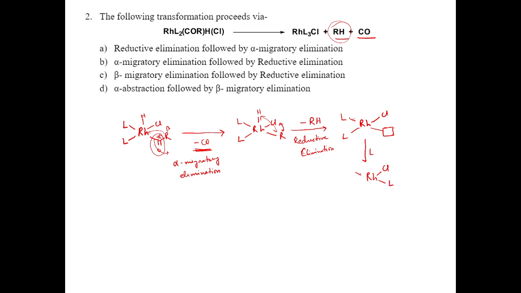So eventually it will form Al3RHCl. Okay. So this is the product, and this CO is coming from there, and this RH is coming from there. Everyone has given the right answer. So the answer is B, alpha migratory elimination followed by reductive elimination. Okay. Let's go to the next question then.